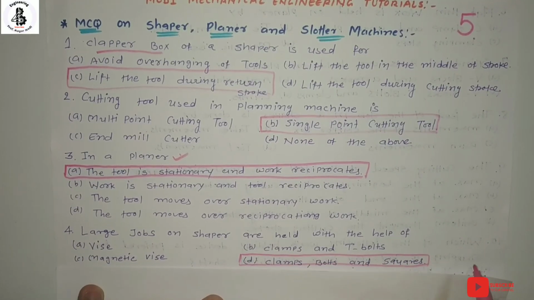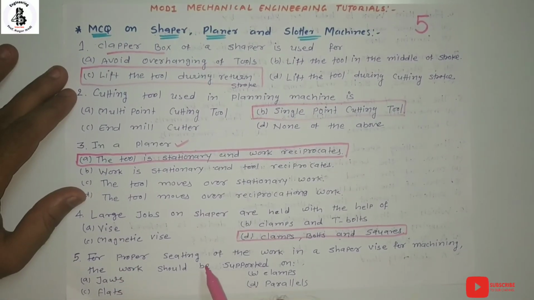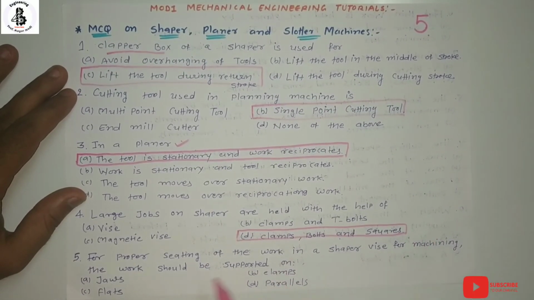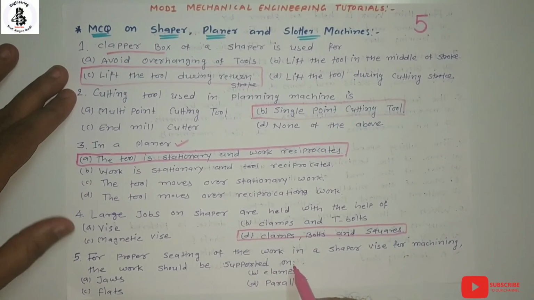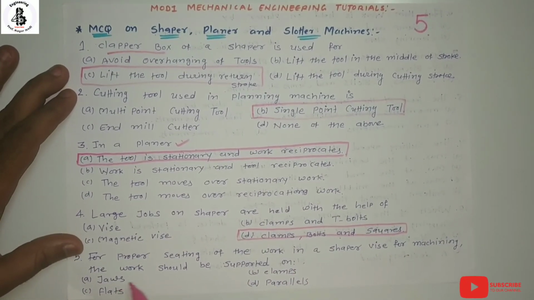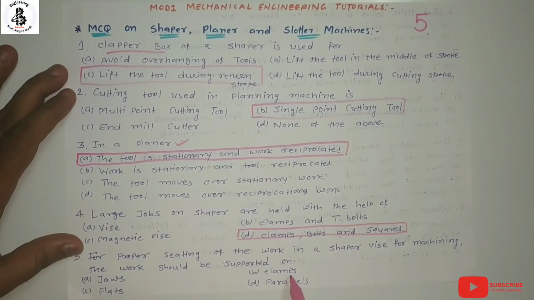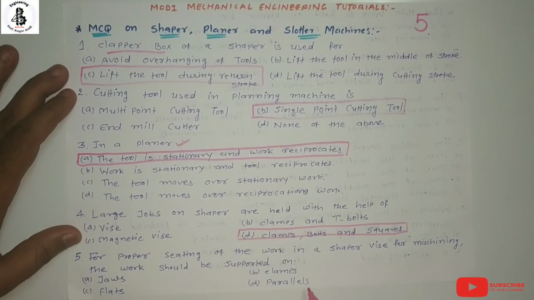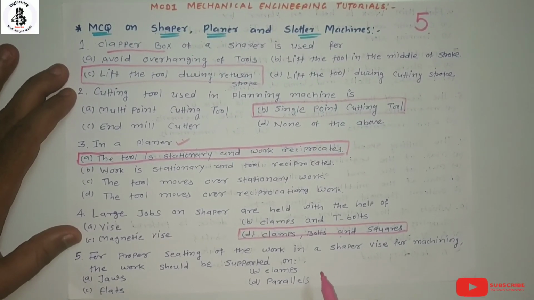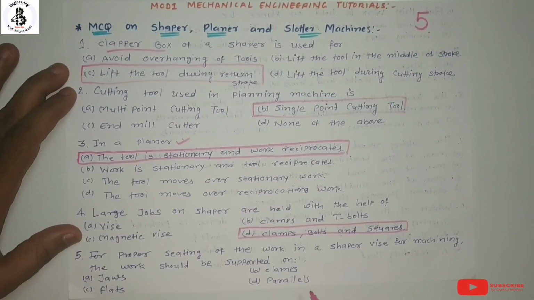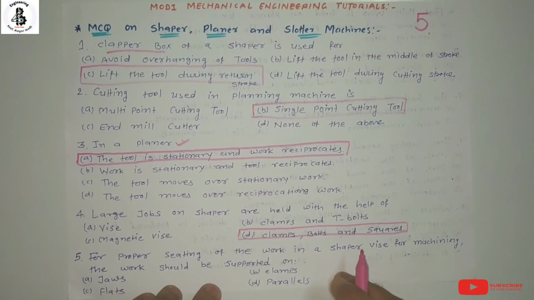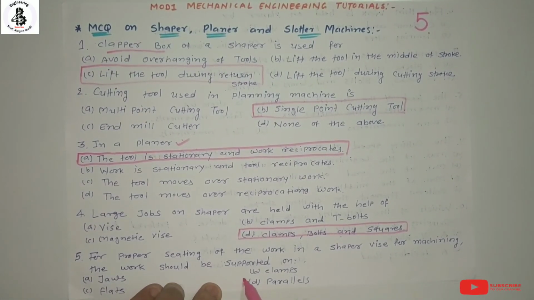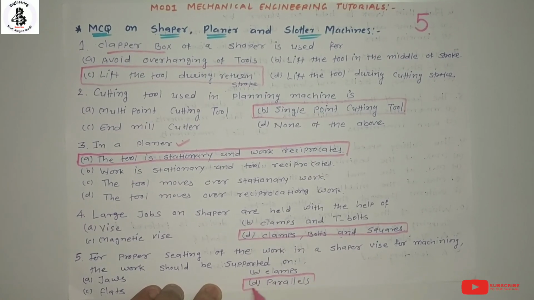Then we will see the next question. For proper seating of the work in a SHAPER vise for machining, the work should be supported on option A, jaws. Option B, clamps. Option C, flats. And option D, parallels. So basically for the proper seating of the workpiece in a SHAPER vise, you will use parallels for the support. So the right answer is parallels.